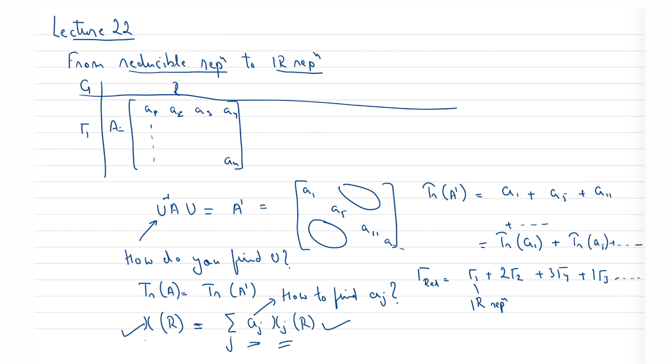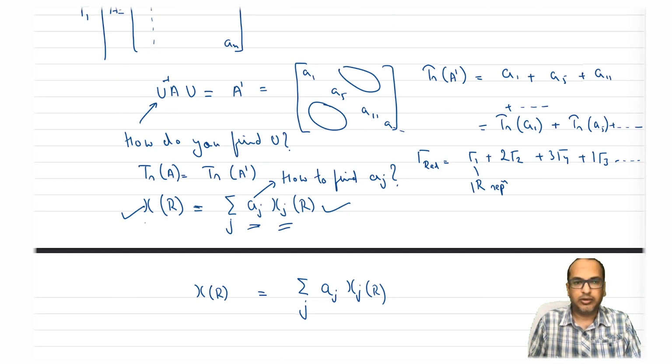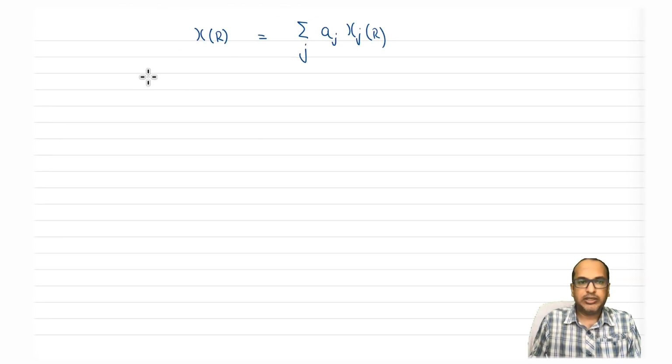So let us see if we can actually do this maths, okay? And write this down again. So chi R is equal to the summation over all J of AJ times chi of the jth representation under R. Did I write J? Yeah. Okay.